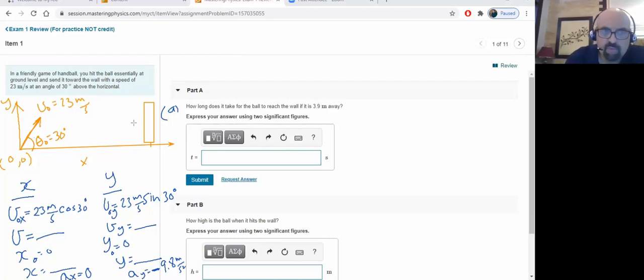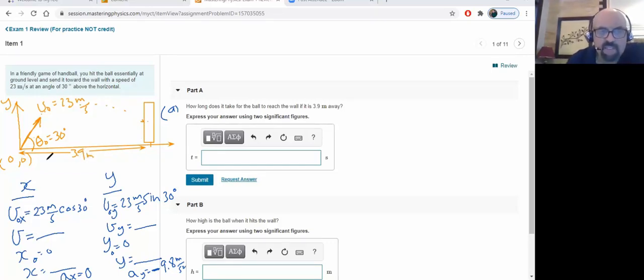We don't know exactly where it will hit the wall, but we know that the distance from here to there is 3.9 meters. So what does 3.9 meters represent? It will hit the wall. Let's assume it will hit the wall here. I don't know exactly where, but let's assume it will go through this motion and hit the wall here. So what does 3.9 meters represent?